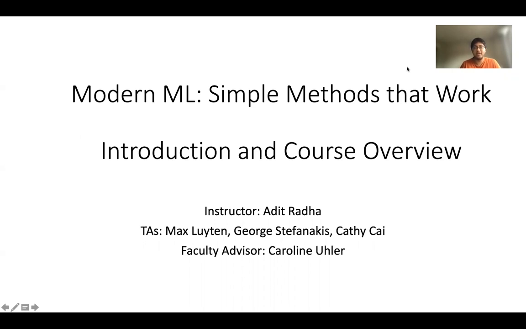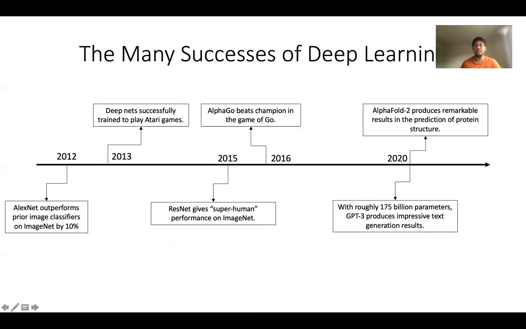So I wanted to start off this course with a brief introduction and an overview of the types of material that we'll learn in this class. But maybe first, I wanted to begin with a review of some of the key successes of machine learning, and in particular, deep learning in this past decade. I've tried to pick some that have been crucial in making machine learning very, very popular this past decade.